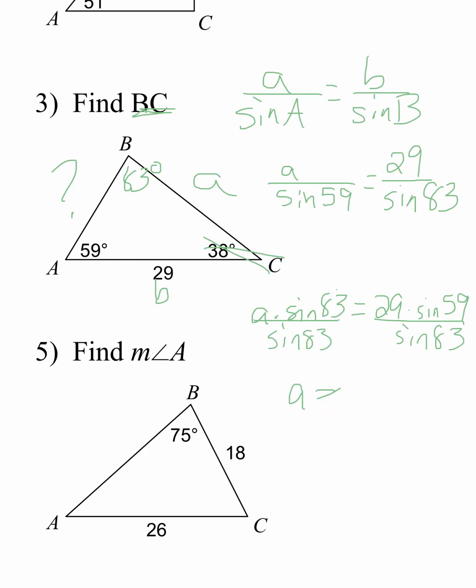So then this is just a calculator problem. I don't have to hit second sine here because I know all of my angles. So I just hit 29 times the sine of 59 divided by the sine of 83. And I get out 25.04. So we'll round that to 25. Okay, let's do one more together.